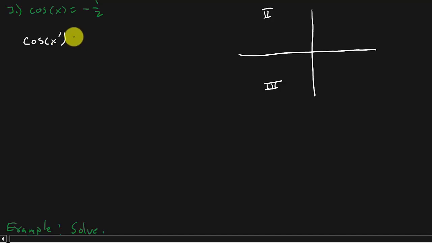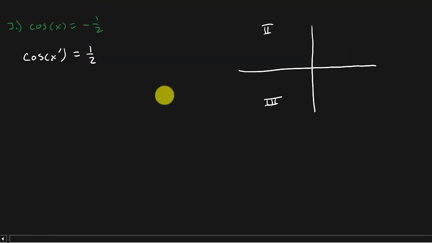Okay? So the cosine of the reference angle is equal to positive 1/2. Because remember, whenever you take the sine, cosine, or tangent of an angle in the first quadrant, it's always positive. Okay, it's always positive. So here I get my reference angle is equal to 60 degrees. The cosine of 60 is 1/2.